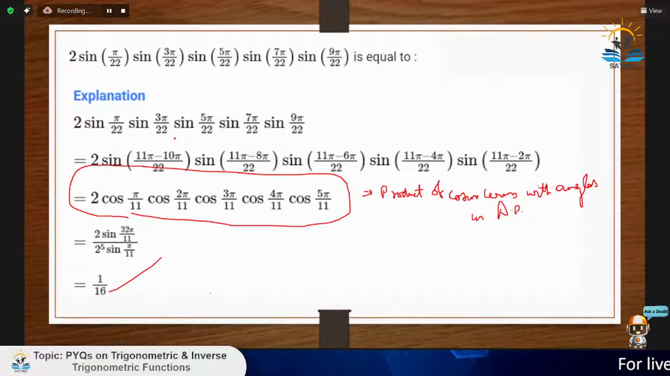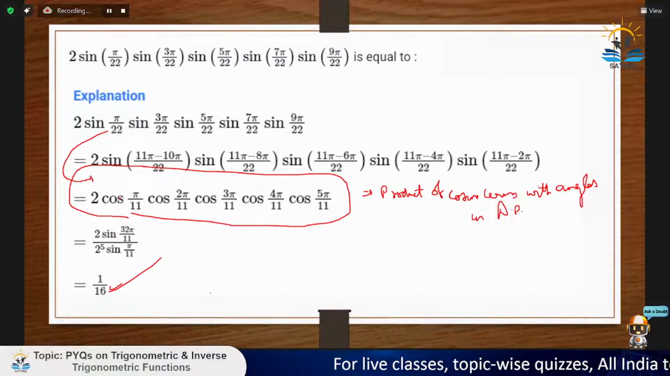Okay, so this was my question number 2. Now you can easily solve. This is simply a formula-based question, product of cosine terms, and after solving you will get your final answer 1/16. So the main catch in this question was to convert sine terms into cos, and then you can evaluate.